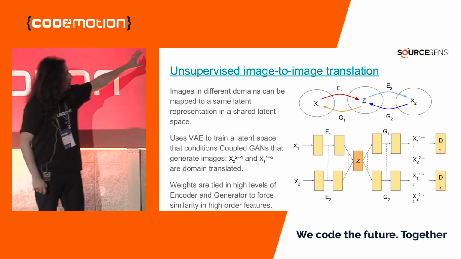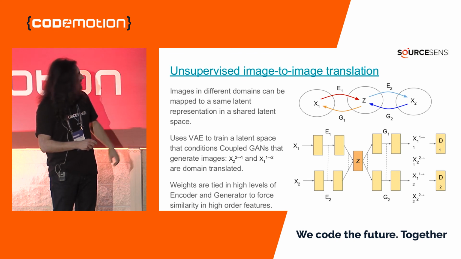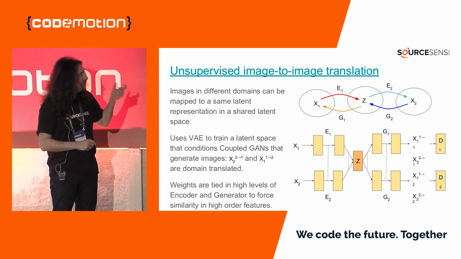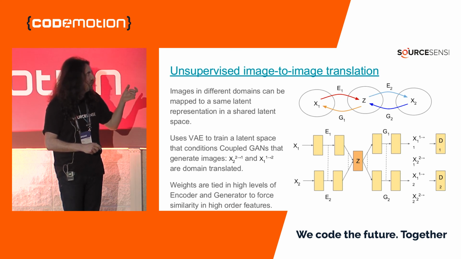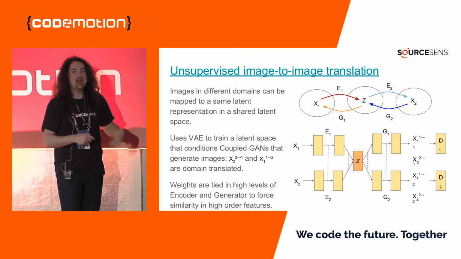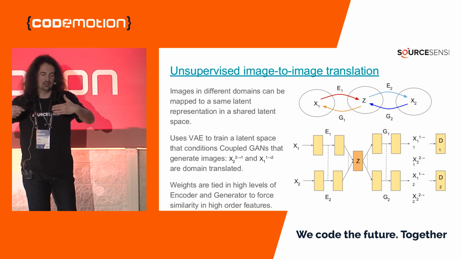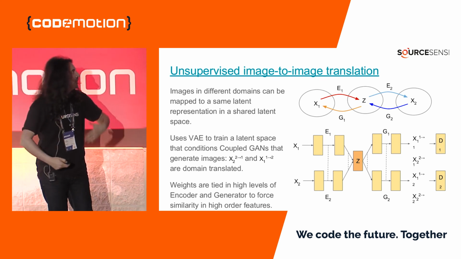So what we do, we use a variational autoencoder to train a latent space. And then we condition coupled GANs. Coupled GANs are a way in which we take two GANs and we bind together the higher level weights. So in this case, this GAN and this GAN are actually using the same weights to perform the first steps. Why?